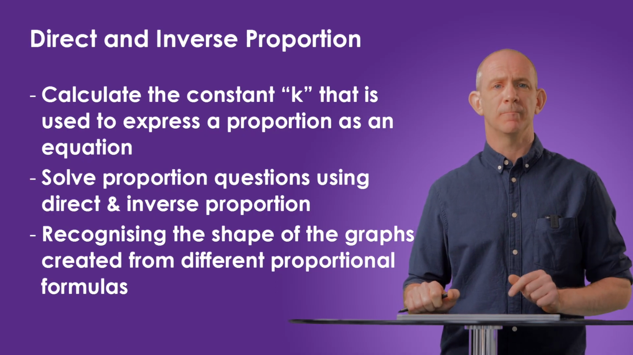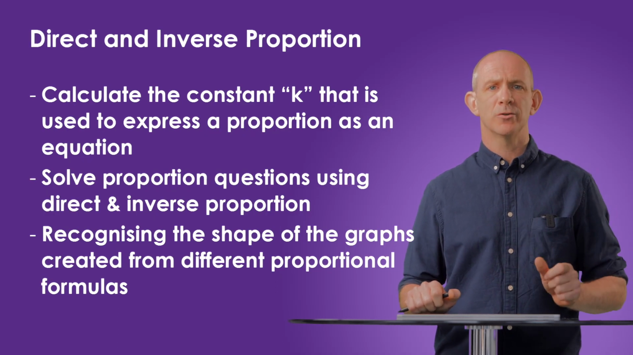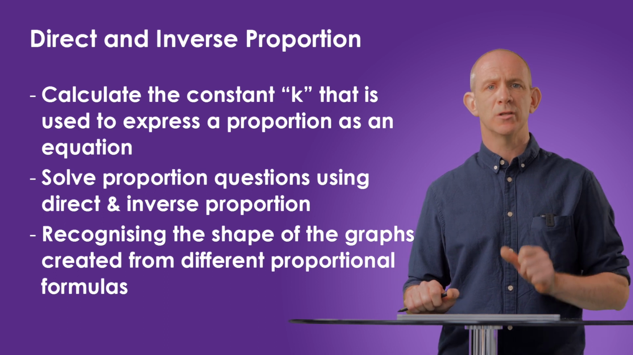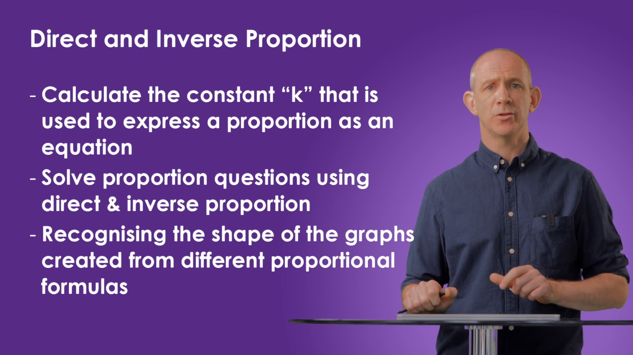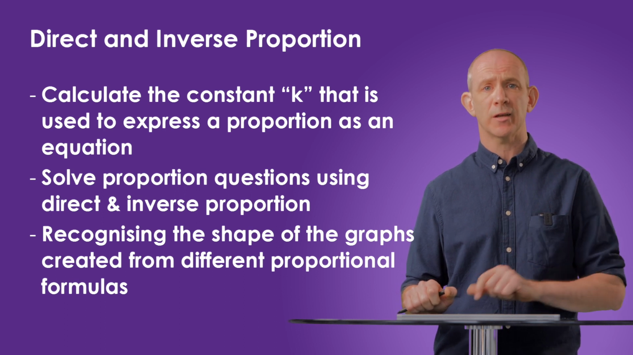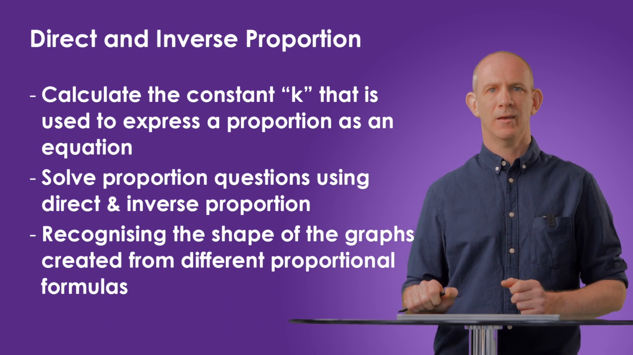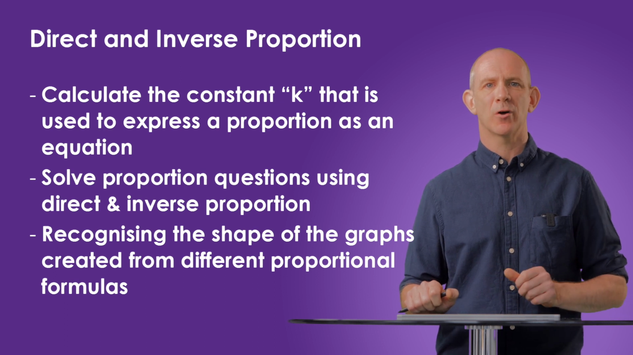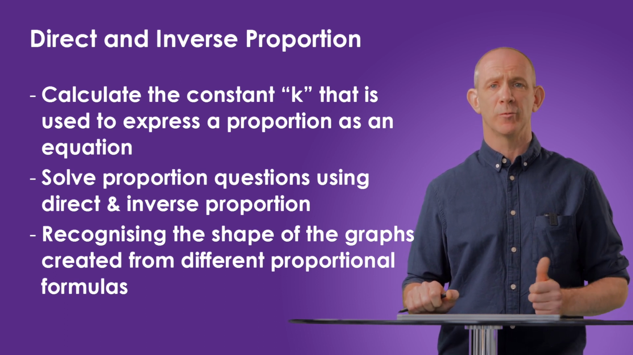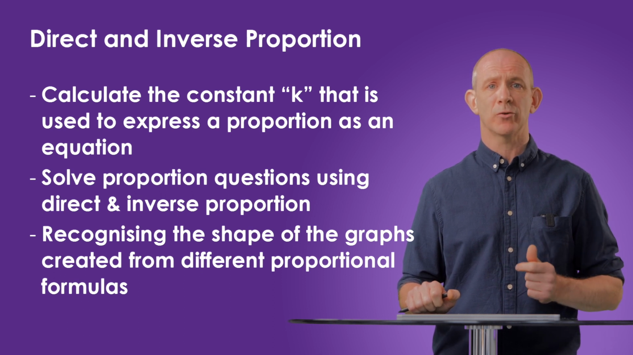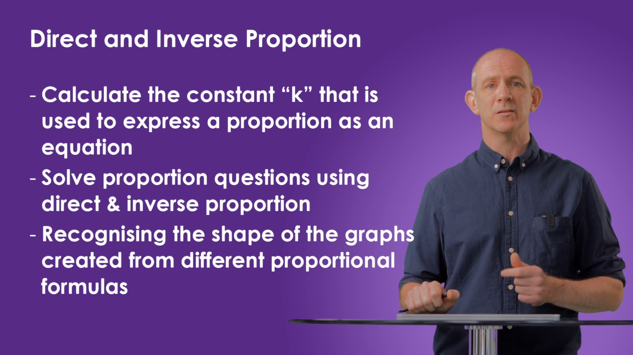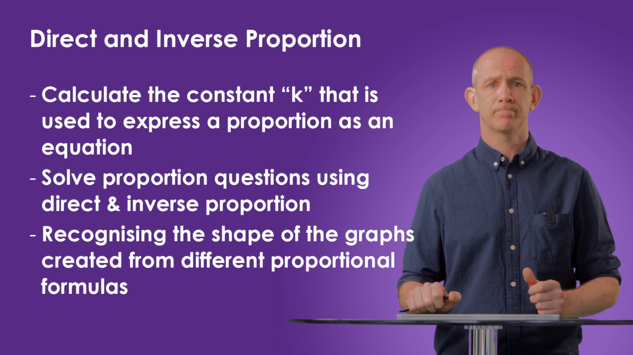Let's review what we've done. We've calculated the constant variable k that's used in direct and inverse proportions. We looked at using those equations to solve proportional questions using direct and inverse proportion. And then we've also looked at the shape of the graphs created from the different proportional formulas, and how it's a good idea to actually map those out using an x and y grid to ascertain which one it is if you can't spot them straight away.